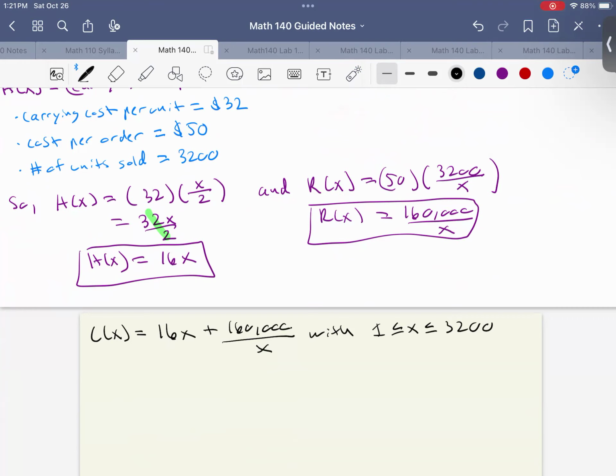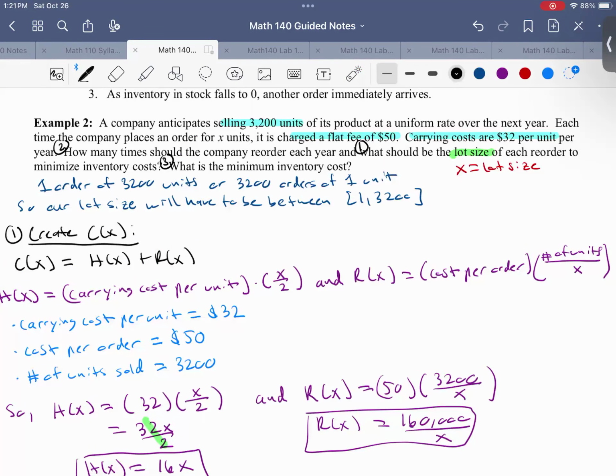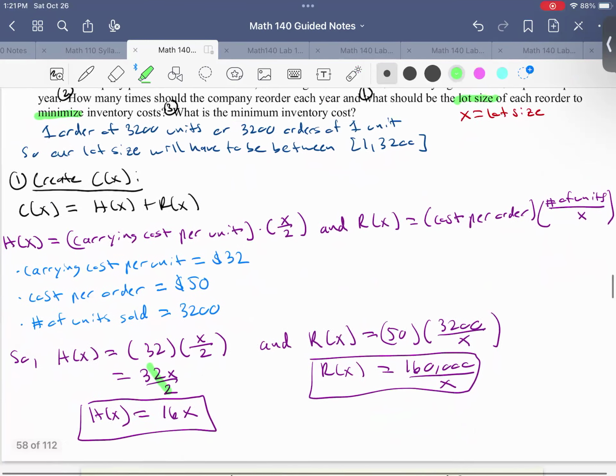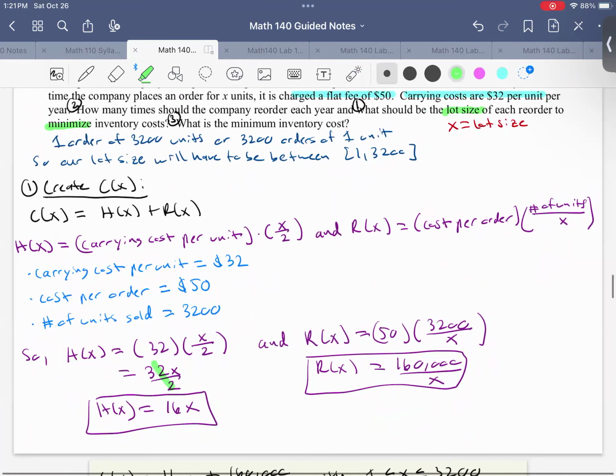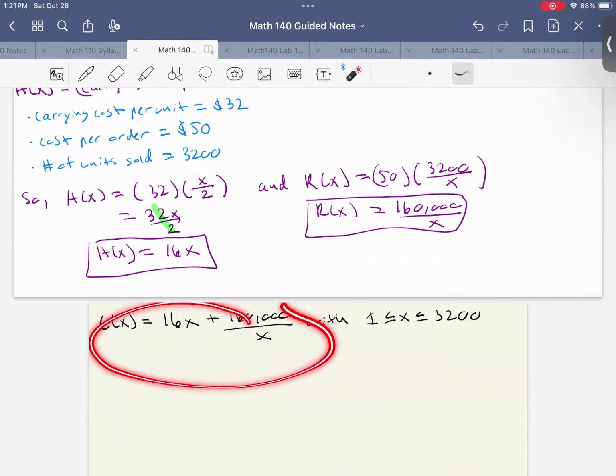So I need to find the lot size to minimize inventory costs. When we see that word minimize or even maximize, that means I need to find a critical value. It relates to the derivative. I need to find this critical value that's going to minimize it. So what I need to do is find the critical value of this, find the lot size that's going to minimize it. So I need to find the derivative of this.